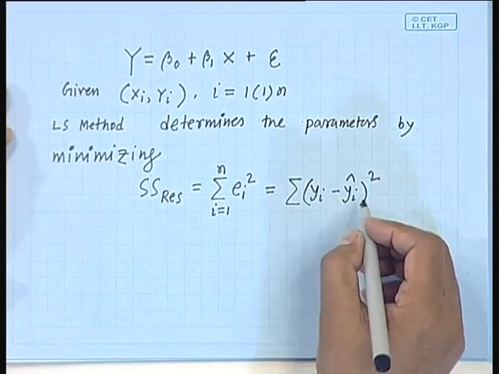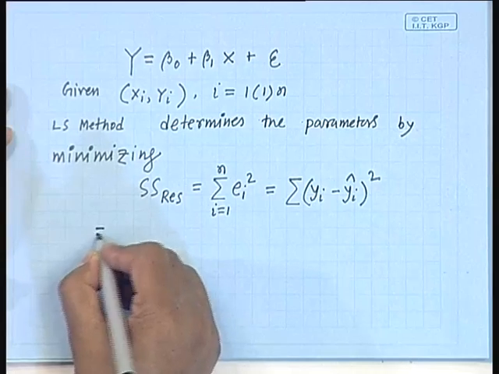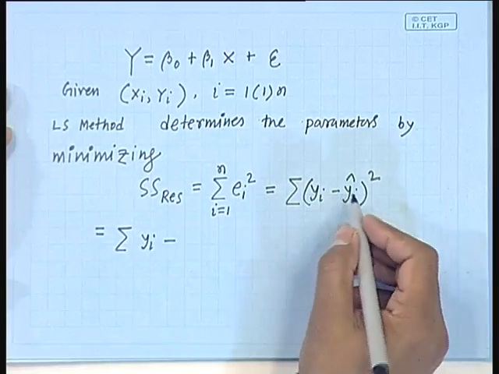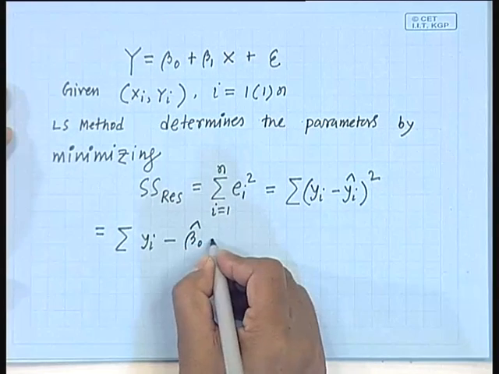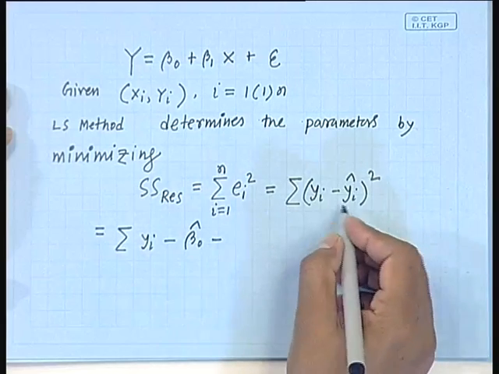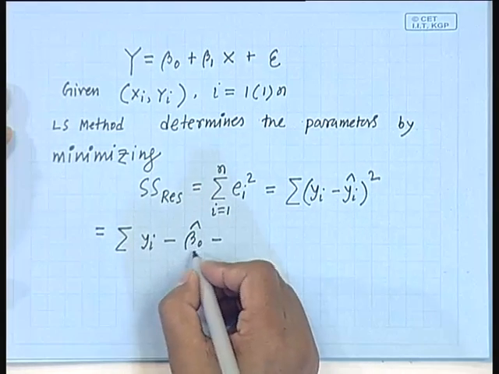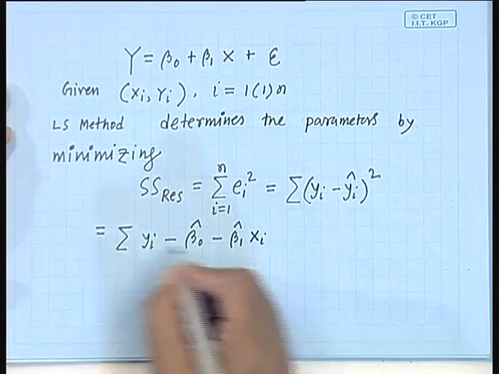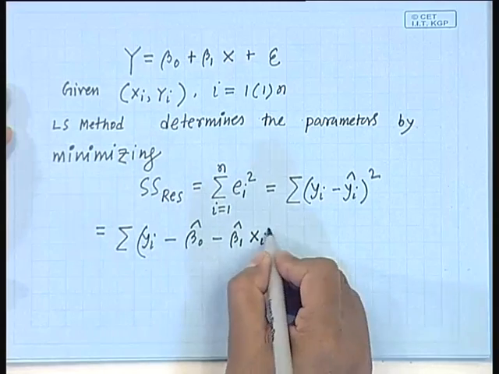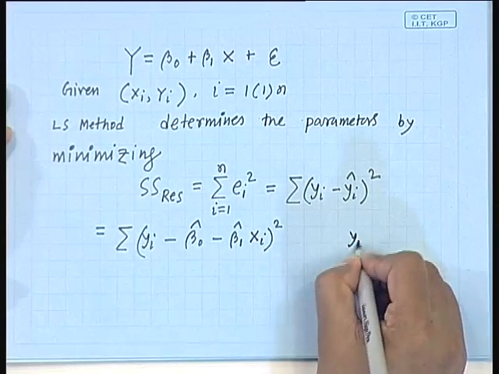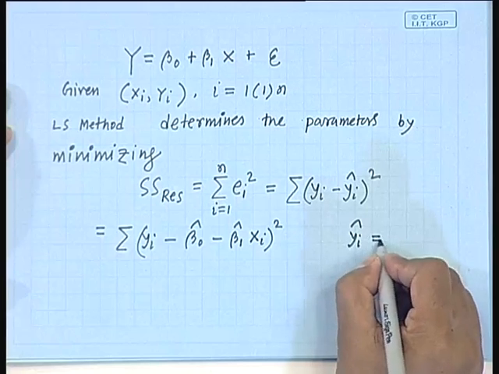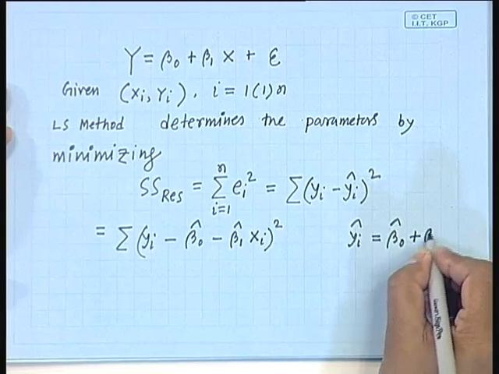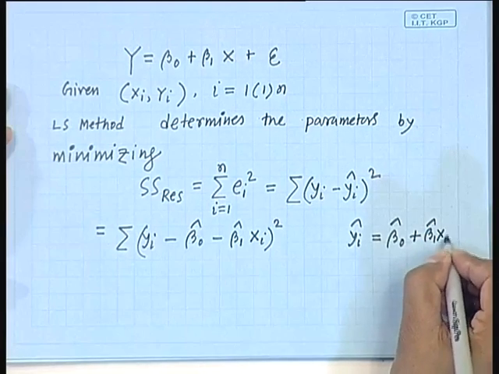And yi minus yi hat is equal to yi minus beta naught hat minus beta 1 hat xi, whole square, because the fitted equation is yi hat equal to beta naught hat plus beta 1 hat xi.